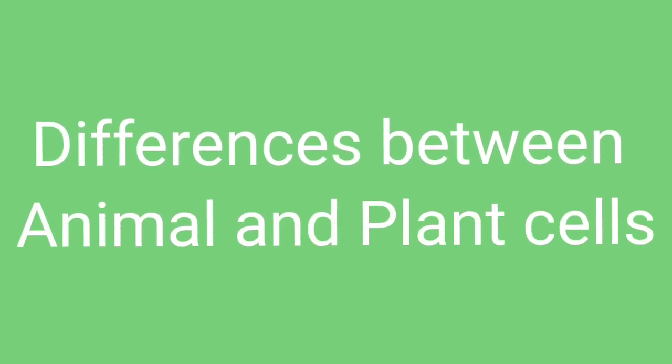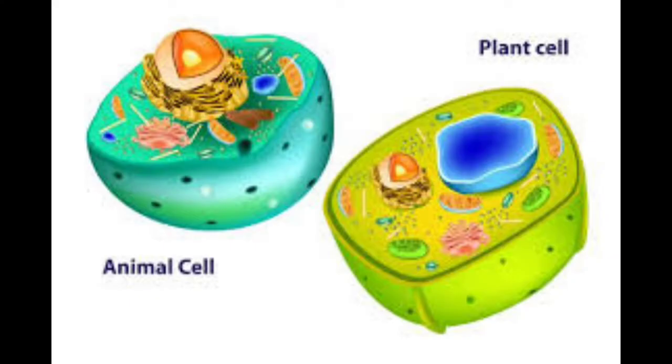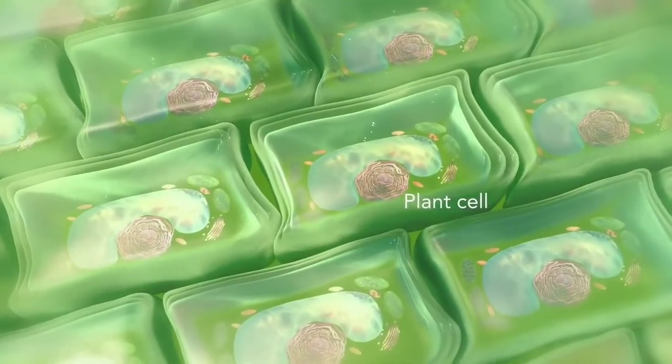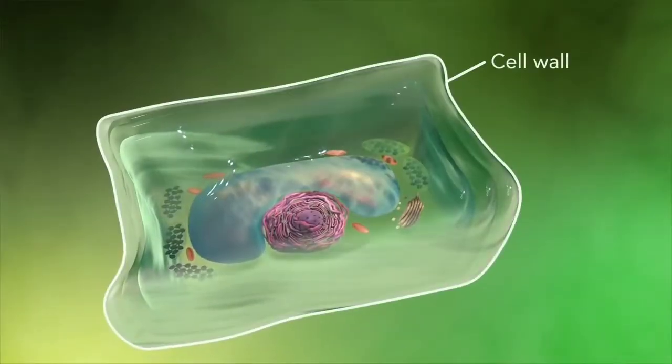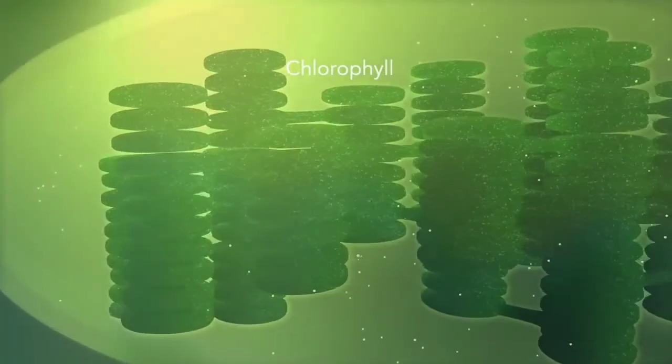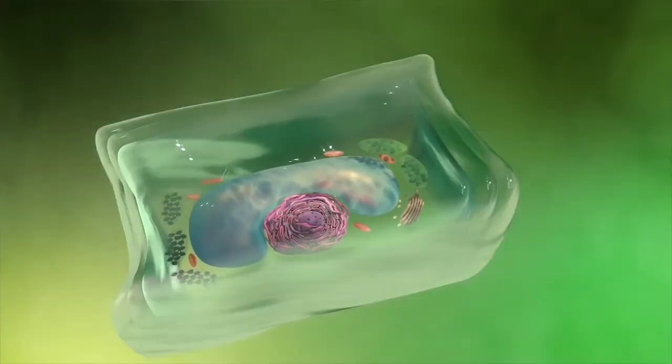Differences between animal and plant cells. One of the structures commonly found in animal cells which is absent from plant cells is the centriole. Plant cells also differ from animal cells in possessing cell walls, large permanent vacuoles, chloroplasts, and plasmodesmata.